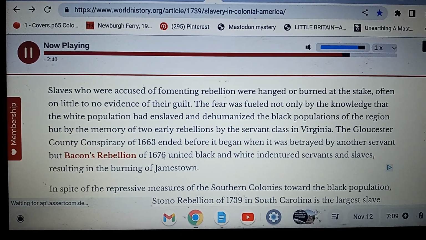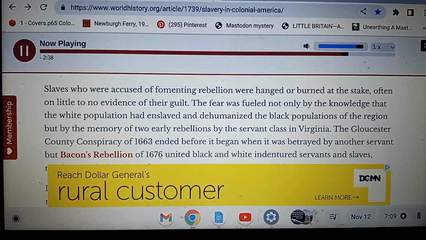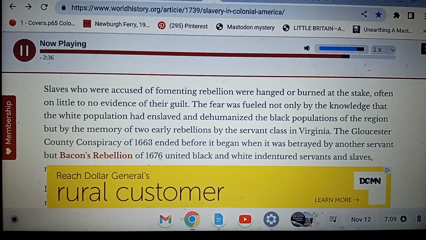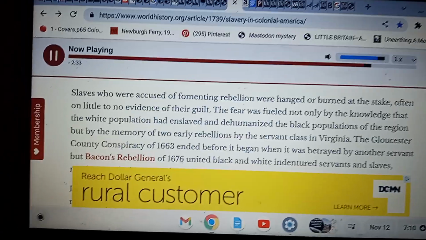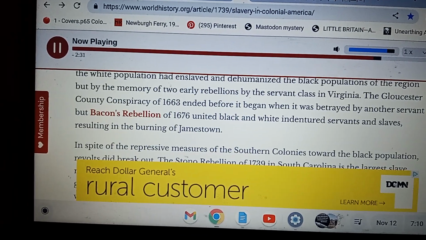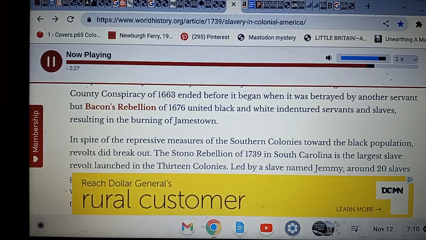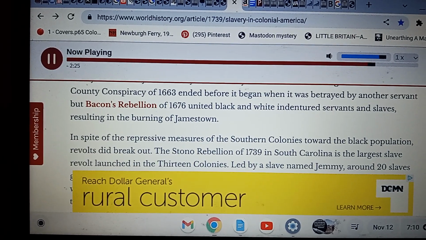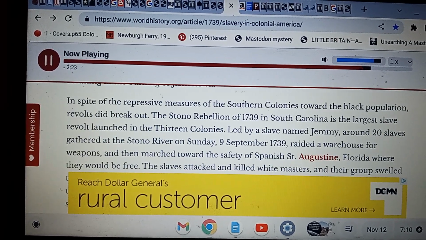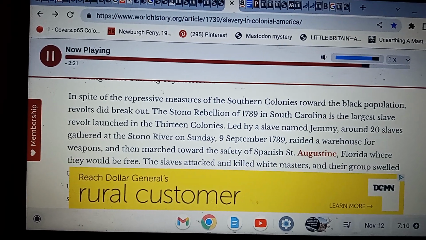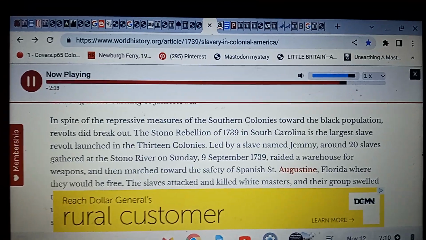The Gloucester County conspiracy of 1663 ended before it began when it was betrayed by another servant, but Bacon's rebellion of 1676 united black and white indentured servants and slaves, resulting in the burning of Jamestown. In spite of the repressive measures of the southern colonies toward the black population, revolts did break out.